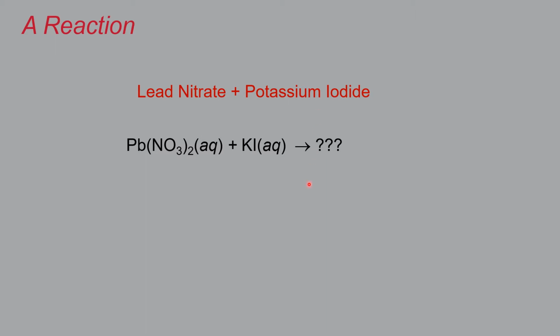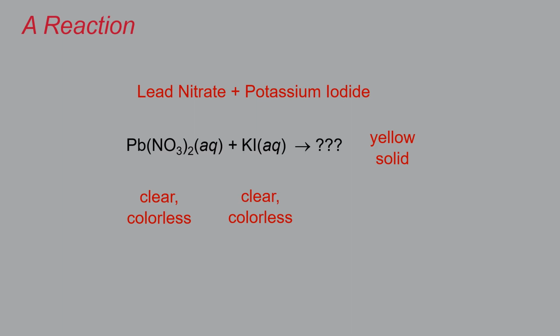So I will tell you that both of these are ionic compounds, and they are both clear and colorless, and they dissolve quite nicely in water. So that's clear. So a solution of both of these are clear and colorless, and when you react them or mix them together, you get this very bright yellow solid.